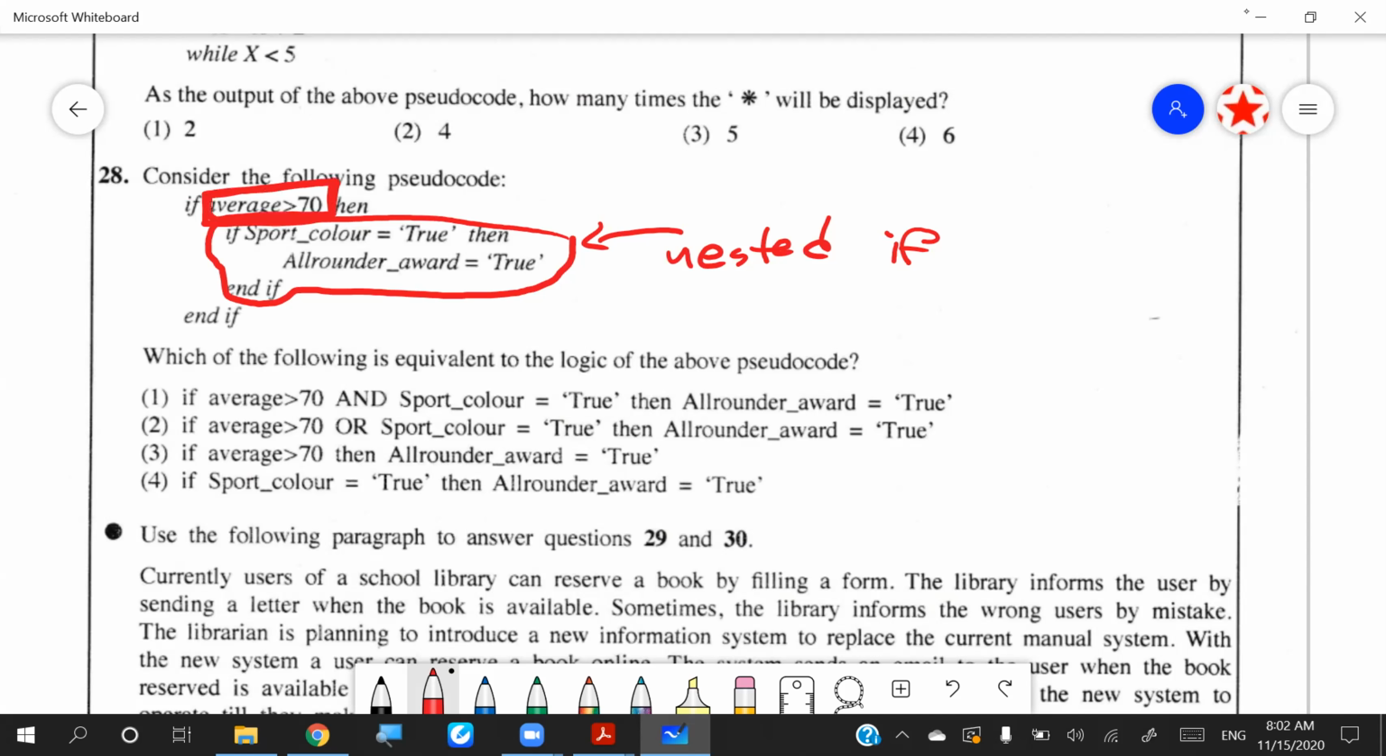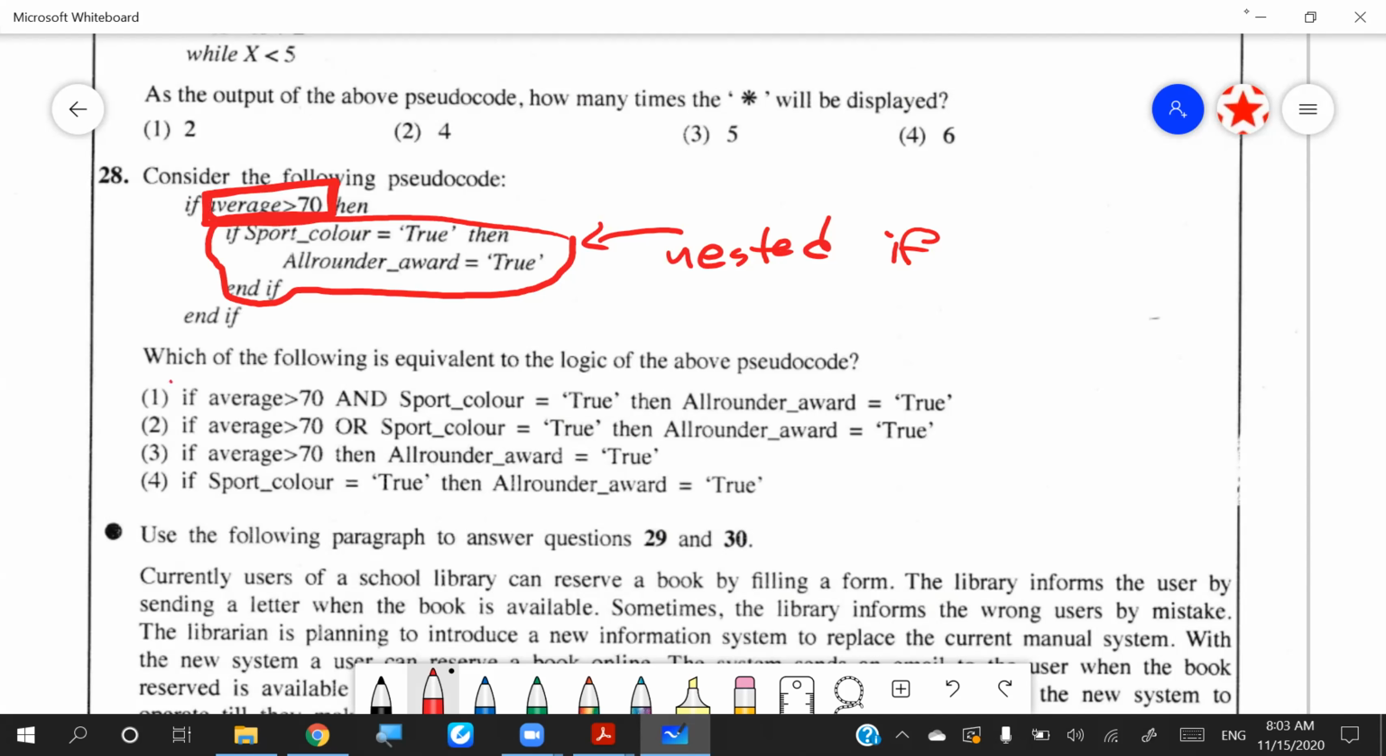So if you are going to take these two if conditions into one, you need the AND word, because AND says both the scenarios should be true. Both sides should be true. Then the average should be larger than 70 and sport color should equal true as well.